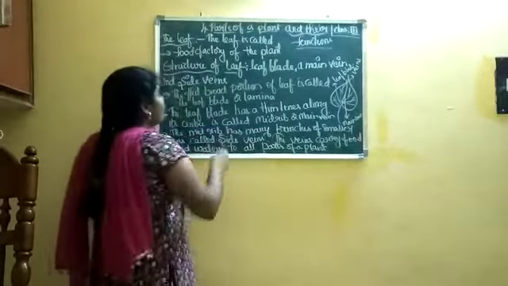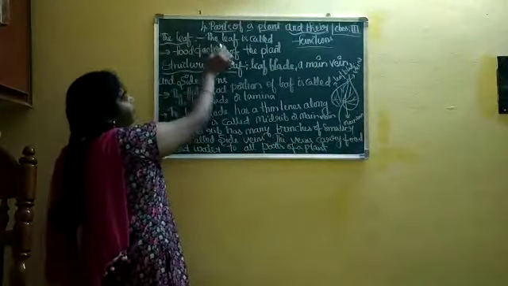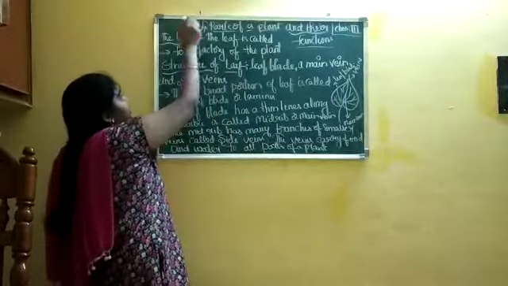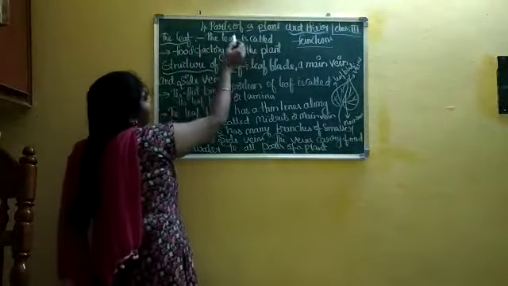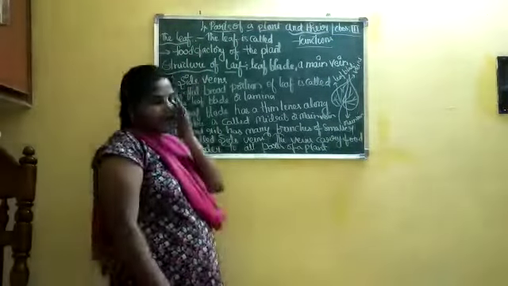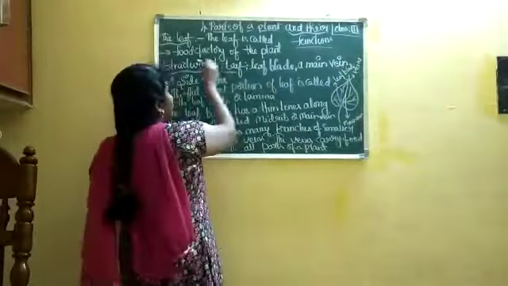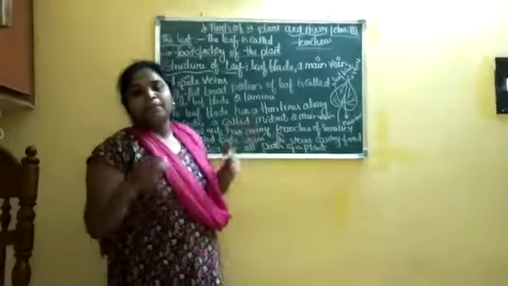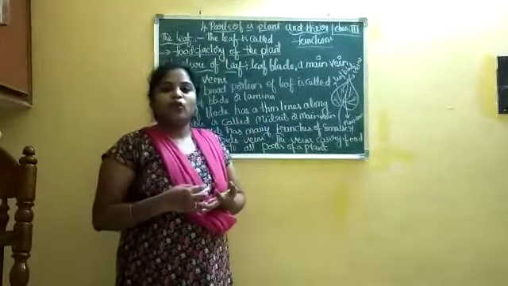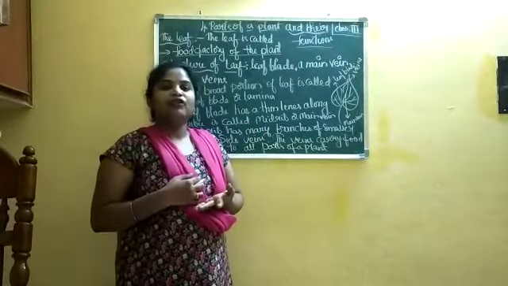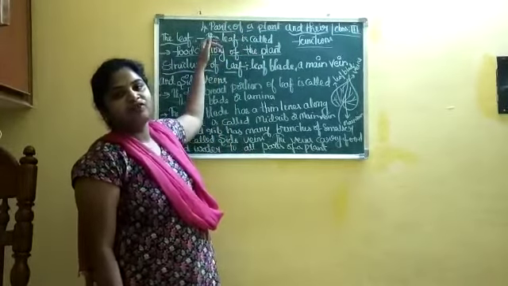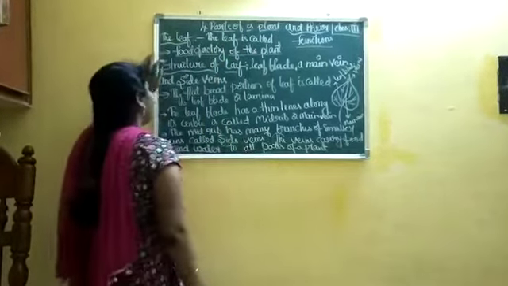Okay, today we learn about the leaf. Next, in the shoot system the second part is the leaf. The leaf is called the food factory of the plant. Why? The plant leaf prepares its own food by the photosynthesis process. That's why the plant leaf is called the food factory of the plant.